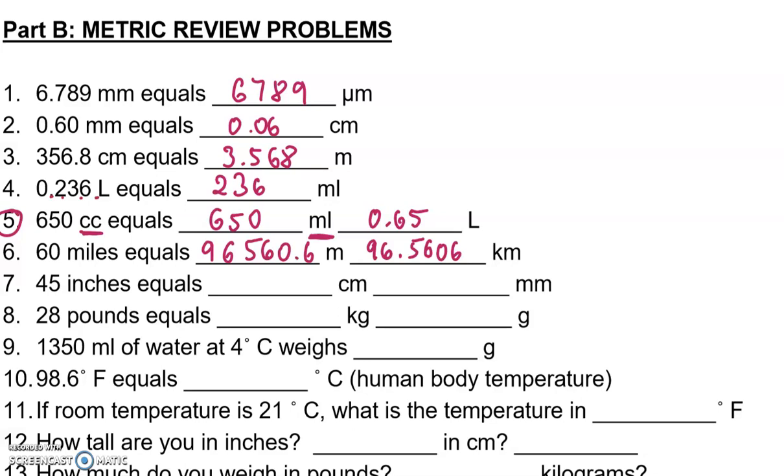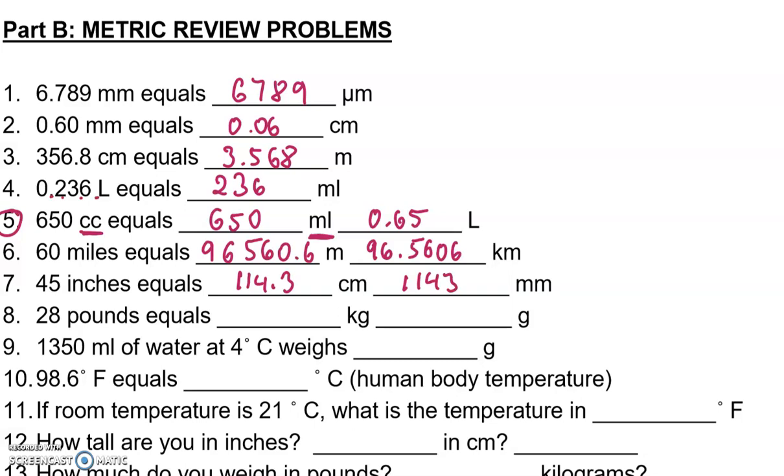And now inches to centimeters, there is 2.54 centimeters to 1 inch. So we need to do the 45 times 2.54, and that would put us at 114.3 centimeters. To millimeters, I need to move the decimal 1 place to the right, and that would put me at 1,143 millimeters.